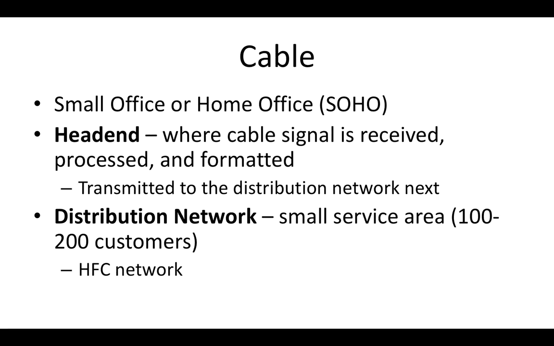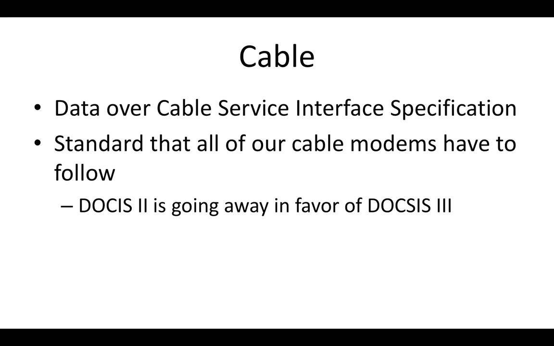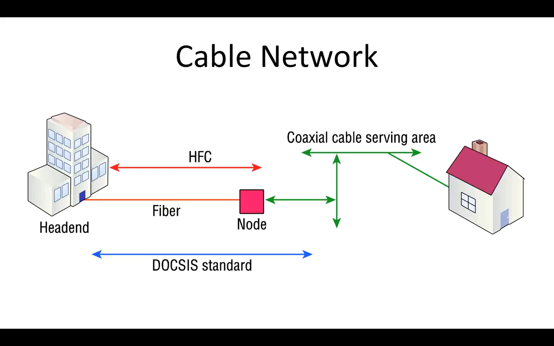So the way that cable is able to work is we have that small office or home office. It's typically the type of business we're going to be dealing with. Head end is where the cable comes in. The distribution network is all of those people that are connected to that same network. But how cable is able to communicate over this hybrid fiber coaxial is through a technology called DOCSIS.